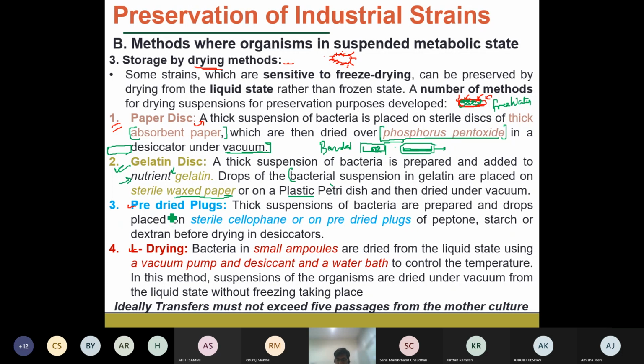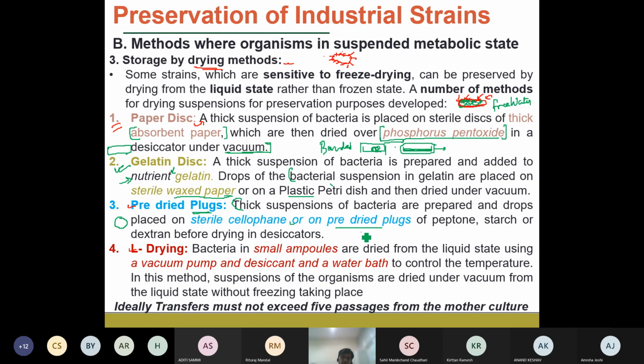And the third method is called the pre-dried plugs. So what are these plugs? Plugs are nothing but like a cotton wool, which is used, for example, in first aid or in dressings. So in this case, we take the pre-dried plugs, and whatever very thick concentrated suspension of the bacterial culture is there, we add it onto this sterile cellophane or the pre-dried plugs of the peptone, starch or dextran before drying in a desiccator.